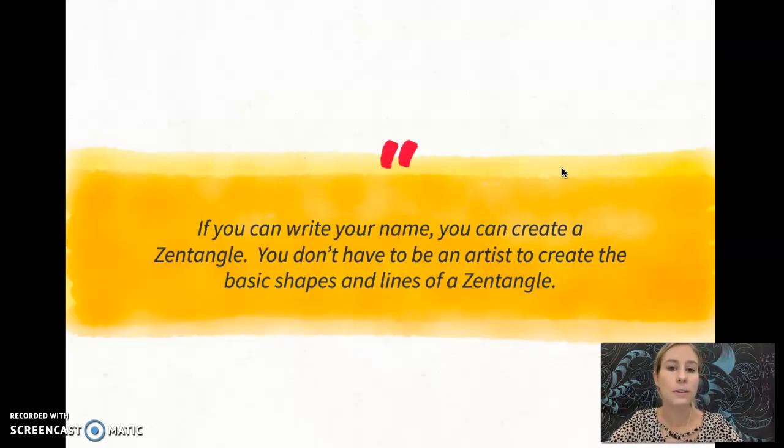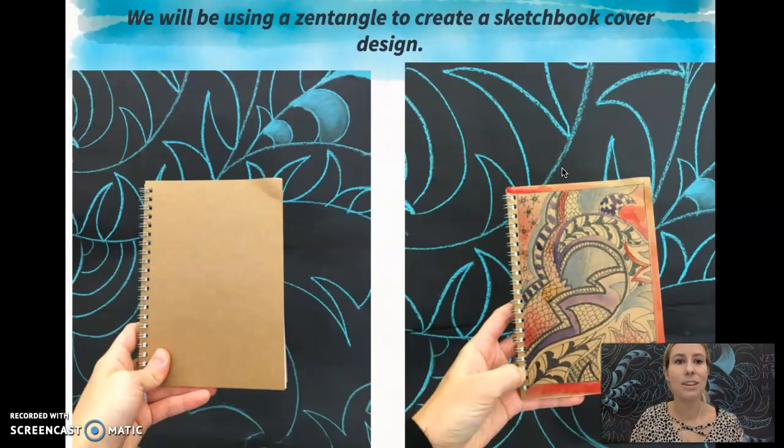Like I was saying before, if you can write your name, you can create a Zentangle. You don't have to be an artist to create basic shapes and lines. So it's something simple that you can take really far and do a lot with and come up with some really creative, extravagant designs. But at the same time, you can keep it simple and you can come up with some basic designs if you're someone who maybe needs to review some of the basics of design and art as we're getting started here. All right, so you'll be using your sketchbook cover to put your Zentangle designs onto.